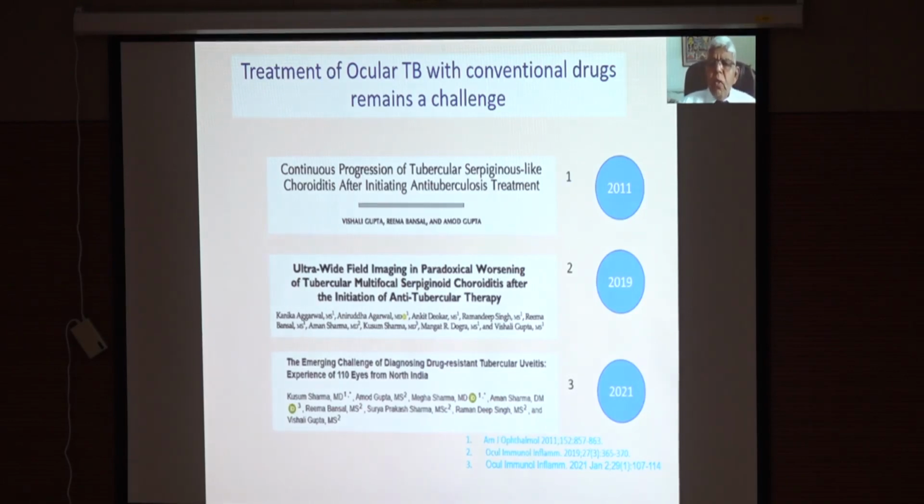When you do conventional photography, we found almost 15%, but when we extended that using ultra-wide fundus imaging tools like Optos, we found nearly 45 to 50%, and that is the universal experience. Nearly 50% of the patients with TB serpiginous-like uveitis will show a paradoxical worsening when you start anti-TB drugs, and you certainly need to give them a regular dose of oral corticosteroids.